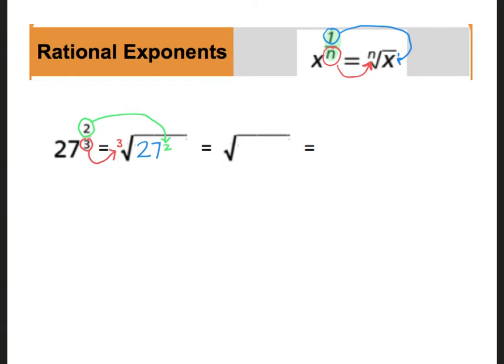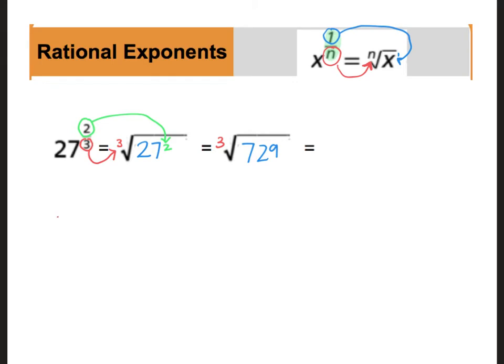Now at this point, you have a couple of options. You could type that all into your calculator, but I'm going to simplify it a little bit more just to make sure we get the right answer. So I'm still going to keep my cube root, but I'm going to figure out what 27 squared is. If I square 27, I get 729. So I'm taking the cube root of 729.